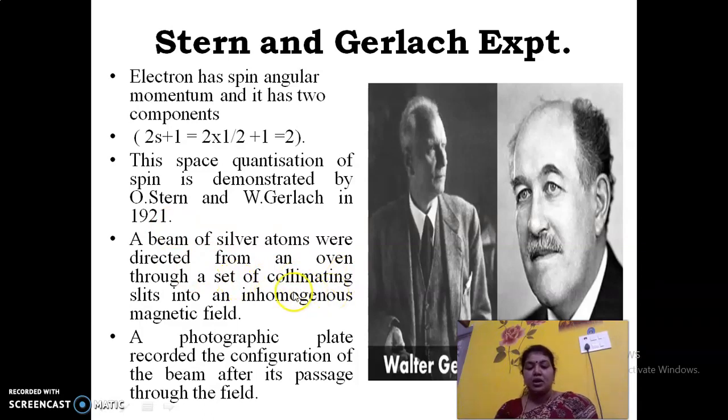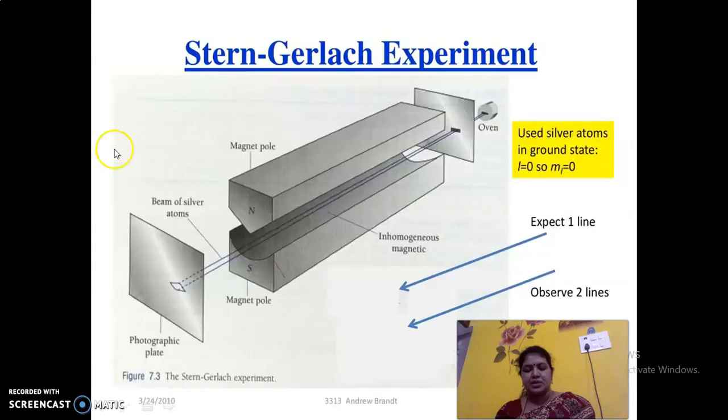of collimating slits into an inhomogeneous magnetic field, and a photographic plate recorded the configuration of the beam after its passage through the field. So this is the setup. I have an oven from which a beam of silver atoms were allowed to pass through two collimating slits through an inhomogeneous magnetic field. The magnetic field has different values in different directions. After passing through this inhomogeneous magnetic field, they were allowed to fall on a photographic plate and its configuration was recorded.